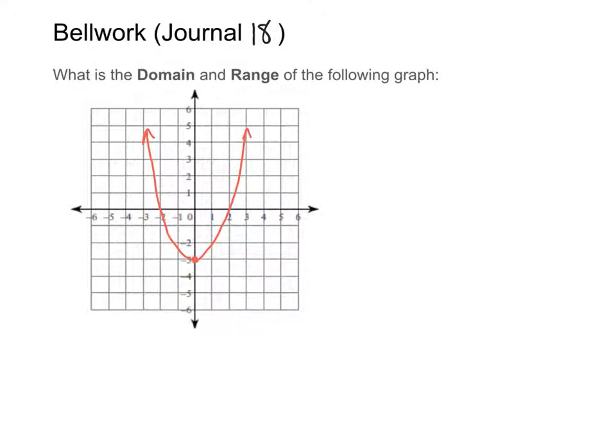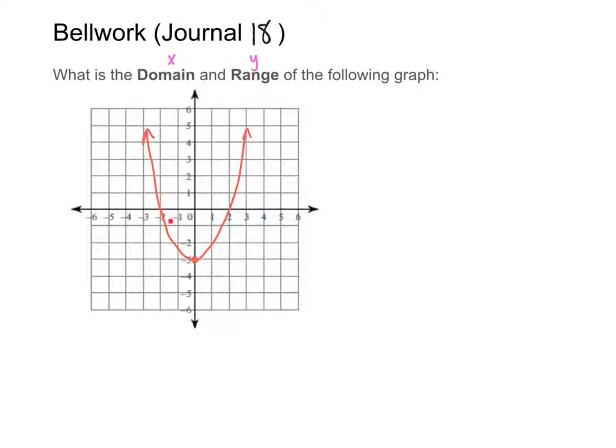Okay, so we're in journal 18 here, and we're going to be looking at a graph like you can see here. Looks like a U with arrows pointing up, and we have to find the domain and range. So let's actually find the range first. Remember, domain is representing the X values on this graph, and range is talking about the Y values. So when you look at the range, you're looking for the lowest Y value and the highest Y value.